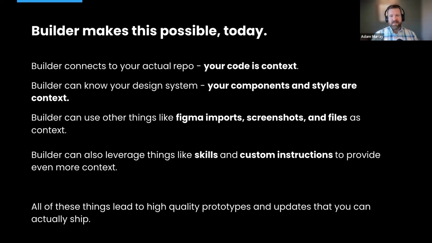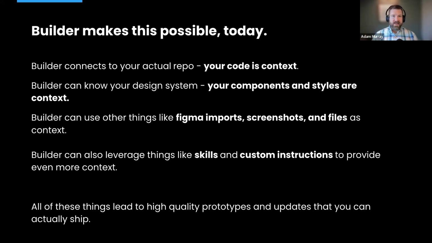Builder can know your design system, so your components and your styles, again, are context. I'll show you how this works in a little bit. We take your design system and pull it in as context into the agent, and then you can reference that as you're building with our tool. Builder can use other things like your Figma imports, screenshots, and even files as additional context. And then you can add things like skills and custom instructions to provide even more context.